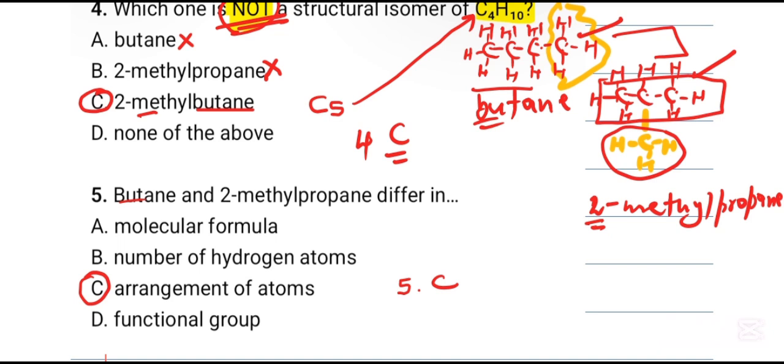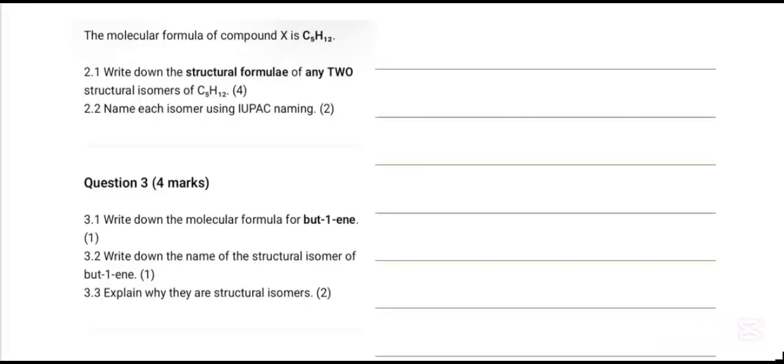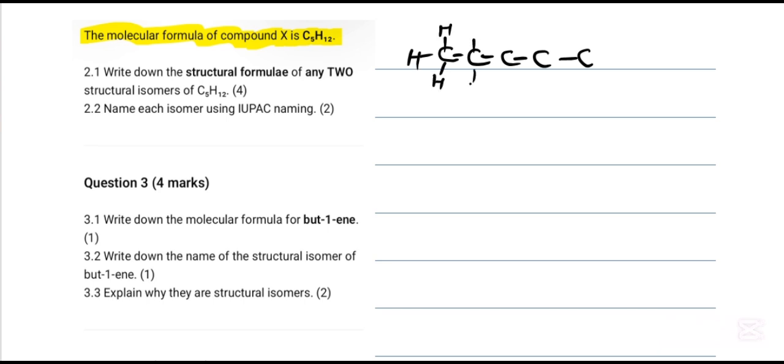Let's go to number 6. Okay, let's do question number 2. A molecular formula of compound X is given. So when you are given a molecular formula, draw a structural formula. First thing, you must have a straight unbranched chain. Then you count the number of hydrogen atoms.